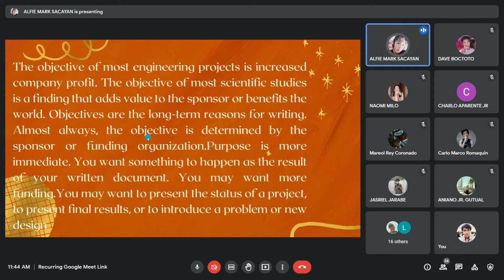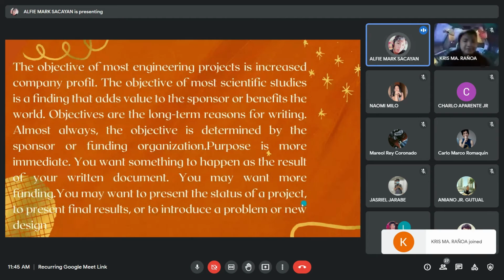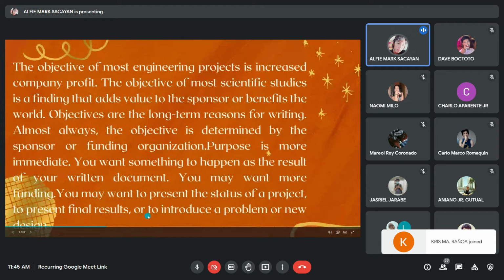So again, that is the definition. Almost always the objective is determined by the sponsors or funding. So if you have observed in the documents, it is about talking for the funding of the organizations, somewhat it is talking to the objective. Then purpose is more immediate. So you want something to happen as the result of your written document. You may want more funding. Then you may want to present the status of a project, to present final results, or to introduce a new problem. So this is now your purpose.